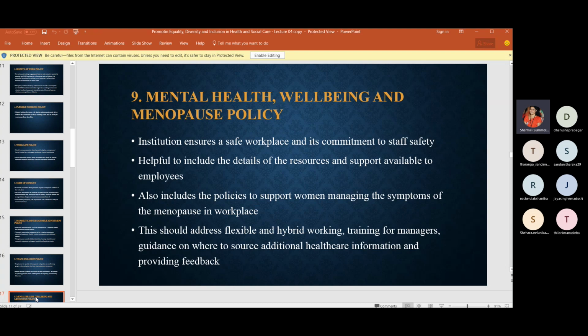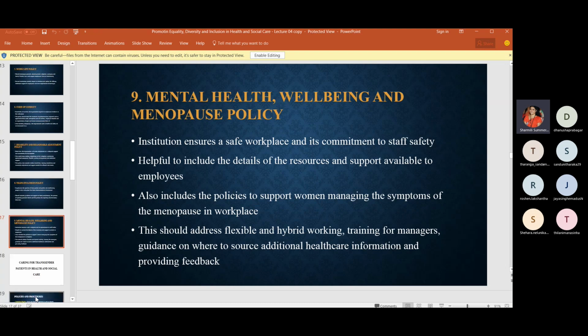And the next one is the mental health, well-being, and menopause policy. This institution ensures a safe workplace and its commitment to staff safety. According to this policy, it ensures the health and safety of each and every staff member working in the institution. They are mainly ensuring the well-being of each and every individual. It is helpful to include the details of the resources and support available to employees. It also includes policies to support women managing the symptoms of menopause in the workplace.